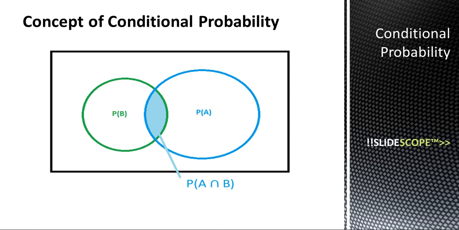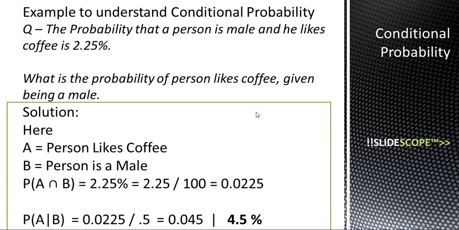Remember, the probability of A and B is different from the probability of A given B. Here we are considering what is the probability of a person who likes coffee given he is a male. So let's say A is person likes coffee and B is person is male. So this is A, person likes coffee, and this is B, person is male. Now P(A ∩ B), that the person is male and he likes coffee, is 2.25%.